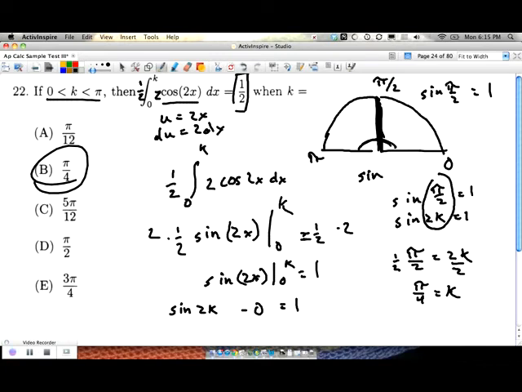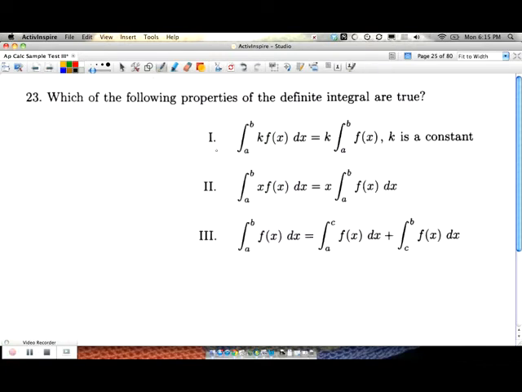Ooh, number 23, one of the 1, 2, 3 questions. Which of the following properties of a definite integral are true? We know that if k is a constant, then it can be pulled in and out of a function. We also know that we can split a function here. So 1 is true and 3 is true, but 2 is not. And we're going to see why in a second.